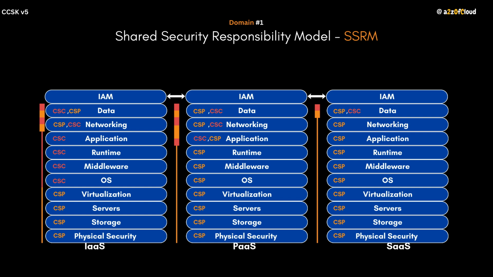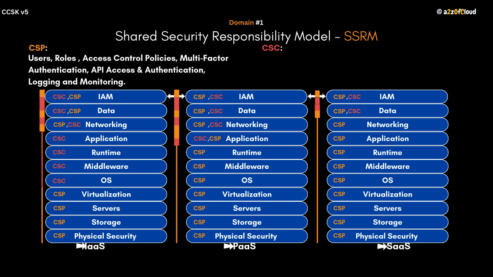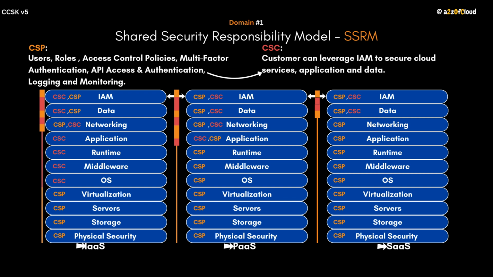The responsibility of identity and access management is shared between the customer and the CSP in all the cloud service models. The CSP provides functionalities like users, roles, access control policies, multi-factor authentication, API access and authentication, logging and monitoring. The customers can use the identity and access management functionality offered by the CSP to secure the cloud services, application, and data, or leverage a third-party vendor that provides identity and access management functionality.